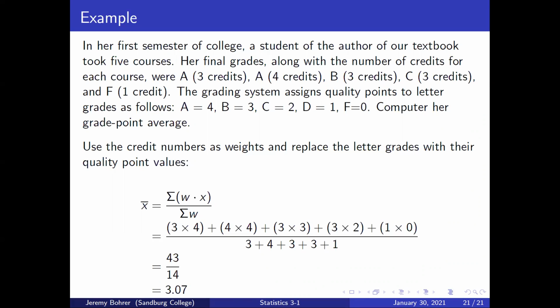So x bar equals the sum of w times x over the sum of w. So that's 3 times 4 plus 4 times 4 plus 3 times 3 plus 3 times 2 plus 1 times 0 divided by 3 plus 4 plus 3 plus 3 plus 1, which is 43 over 14, which is 3.07.